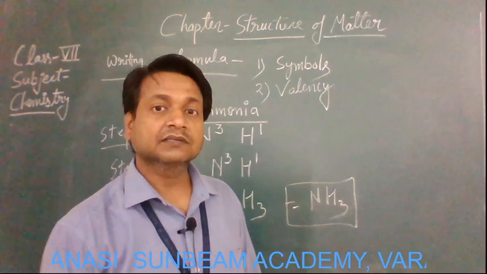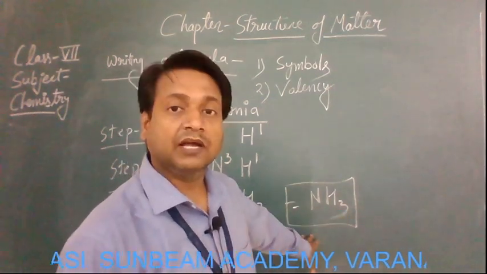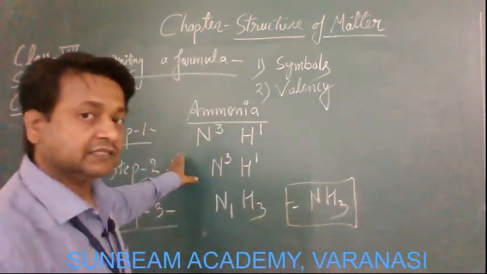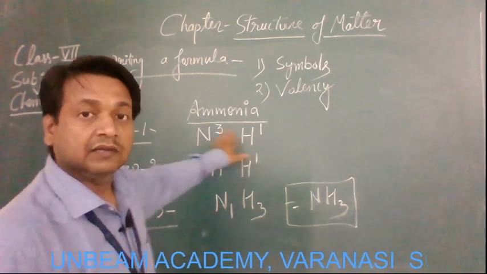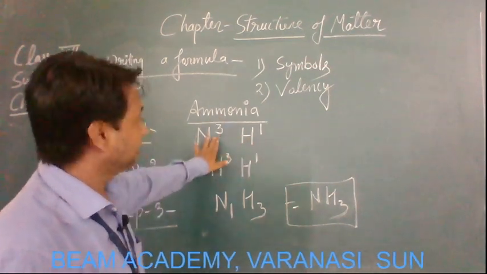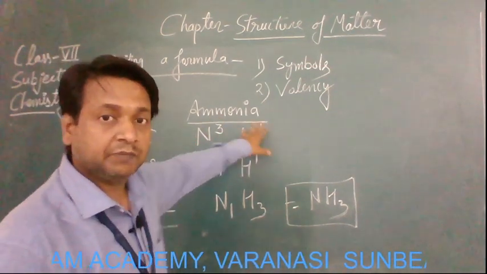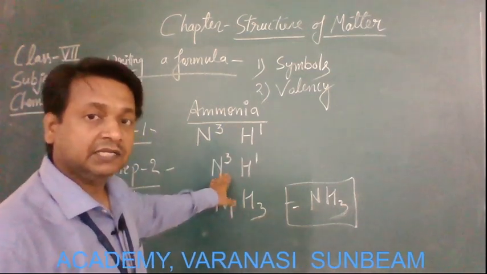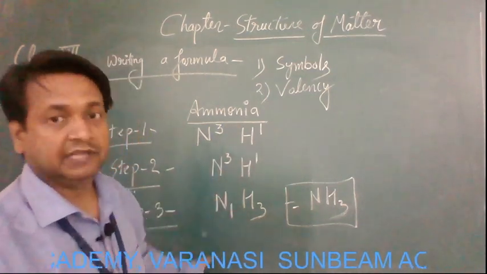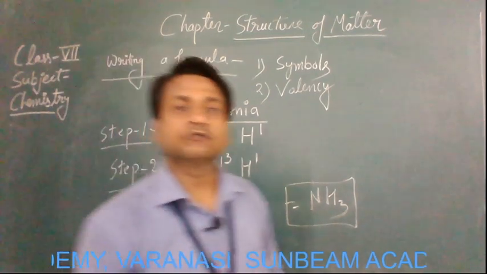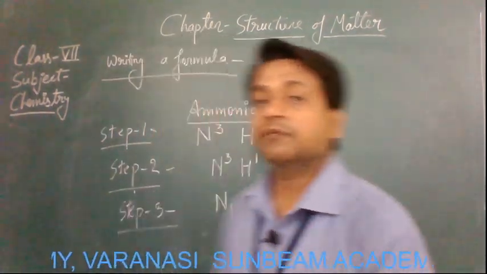Understood, children? The formula of ammonia, how can we write it? Yes, we write the symbols of elements, then put the valencies as a superscript, then simplify and exchange the valencies, and we get the formula. Now take one more example of a compound.